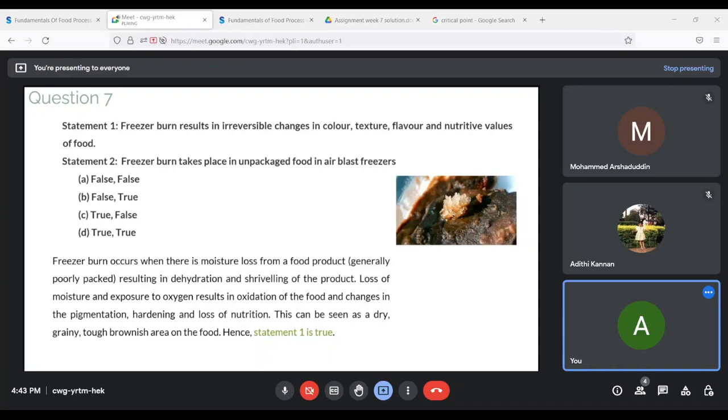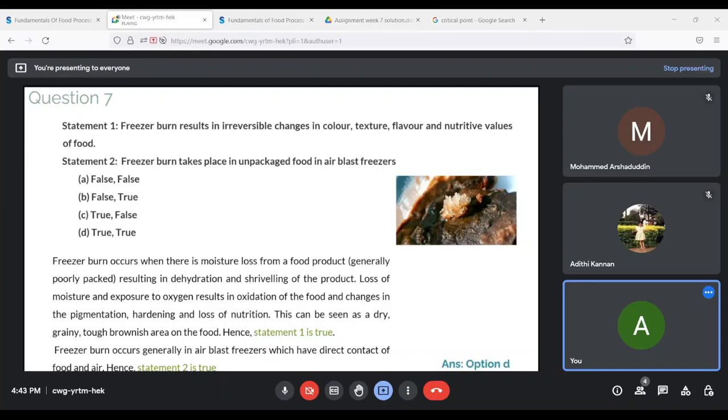So your statement 1 is true. And statement 2, this is in unpackaged food in air blast freezers. For this process to take place, first you need direct contact with air, which happens in air blast freezers. And second, this happens only when you have poorly packed food. In air blast freezers, if you had properly packed food, you could reduce this freezer burn phenomenon. So freezer burn takes place mainly in unpackaged food in air blast freezers, so statement 2 is also true. The answer to this question is option D.